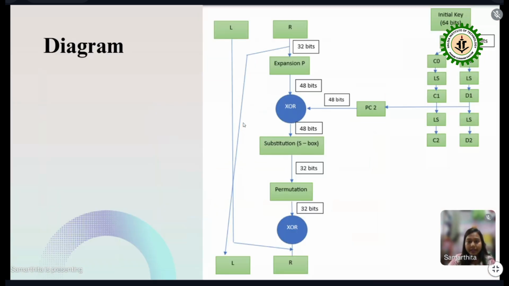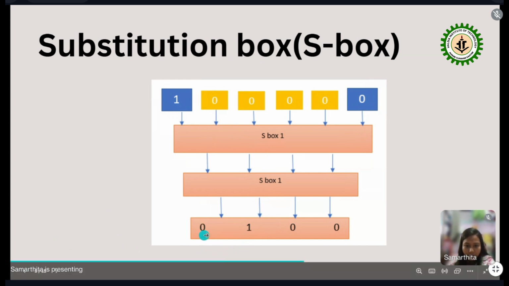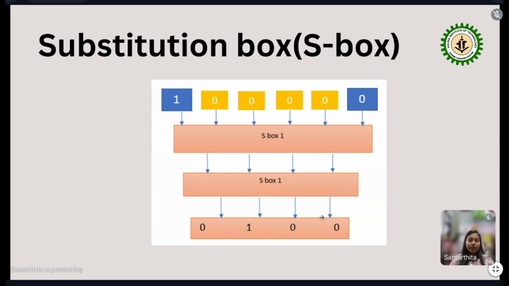That is why 8 times 4 is 32 bits, because after getting these 6 bits and performing the S box, we get a message of 4 bits, means 8 times 4 is 32. That is why we got a 32-bit message after performing the S box. And here, the outer bits 1 and 0 indicate the row, and the middle portion indicates the columns.